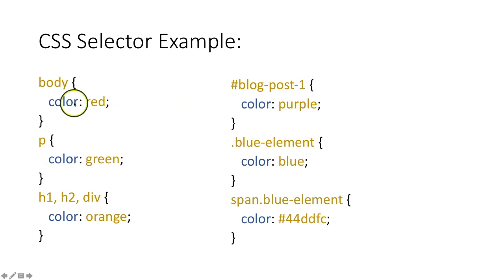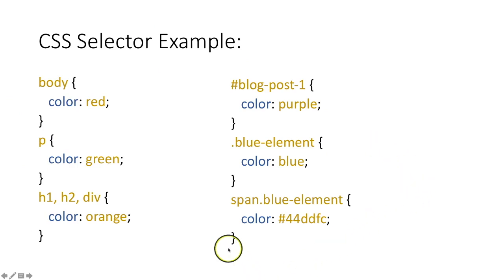So anyway, these are all element selectors here. This one's using a grouping, so this one's H1 or H2 or div. And then on this side here, this is an ID selector. This usually is only going to be applied to one element. So in this case, blog post 1 will have purple text assigned to it. And then here we have a class selector, so the blue element will be set to blue text.